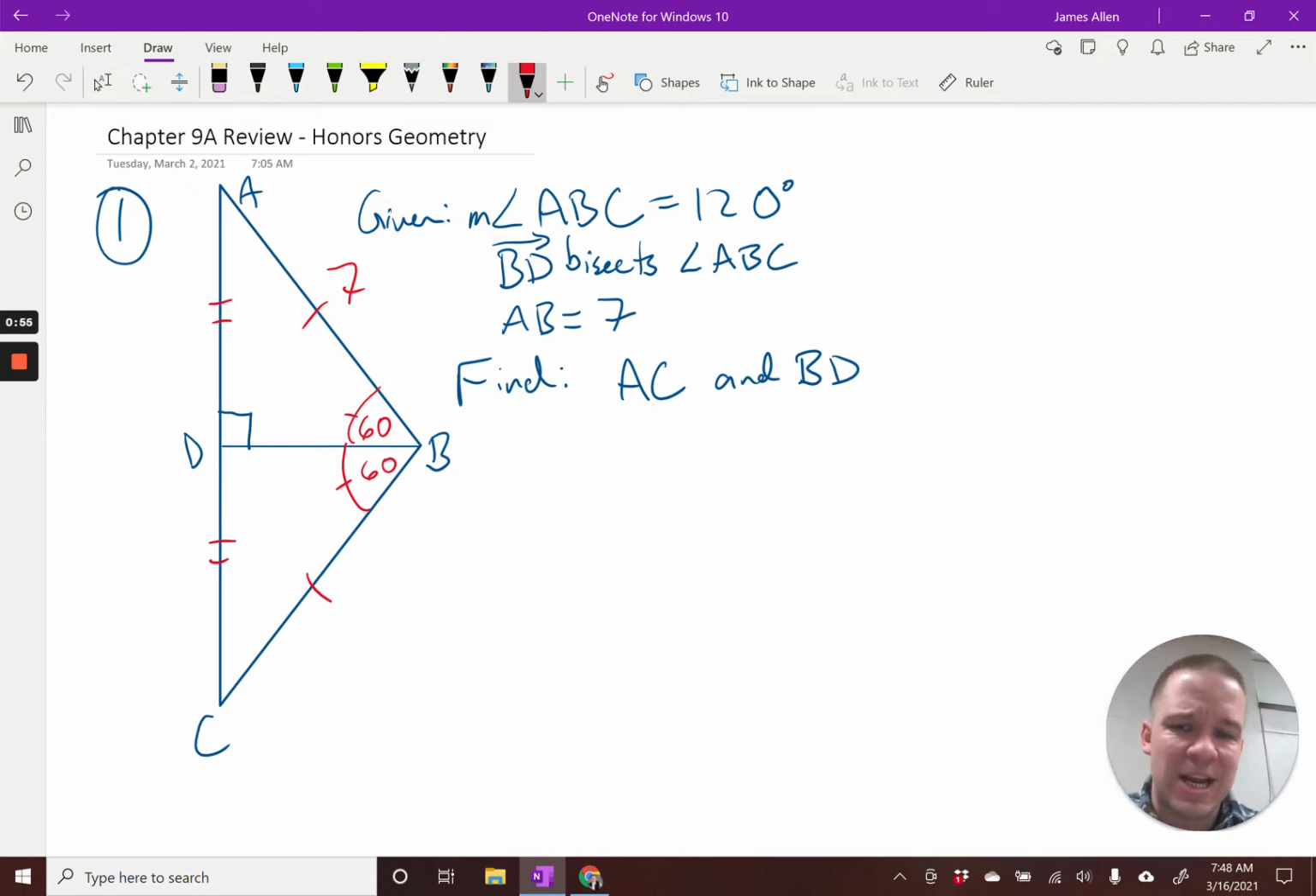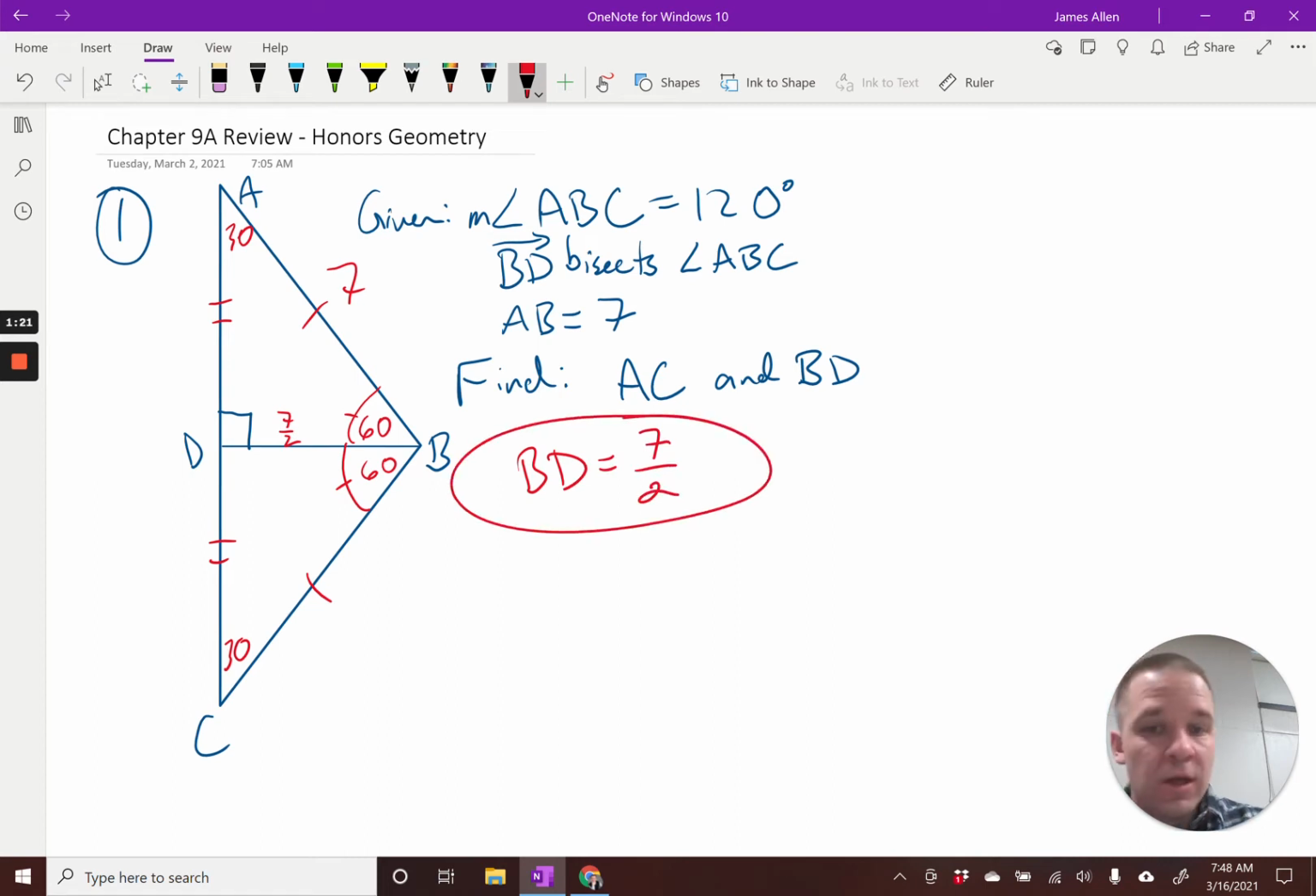I want to find AC and I want to find BD. What I've got here is a 30, 60, 90 triangle. Two of them actually, 30 and 30. So I'm going to work with one of them here. Now this side that I have, AB, is my 2x side. So if I cut that in half, I get the side that is across from the 30. So I get BD is 7 over 2. Look at that. BD equals 7 over 2. That's one of my answers already.